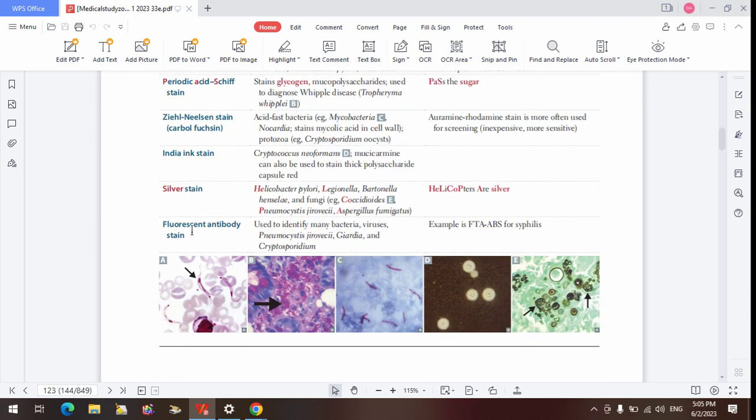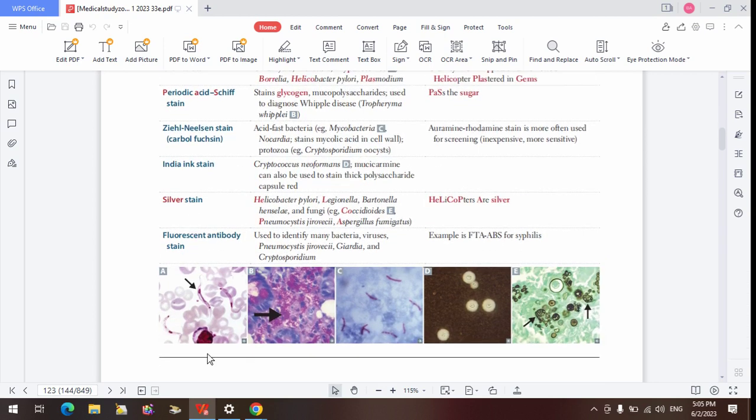So that's the way it looks like. This is PAS. This is the way it looks. You see all these blue-violet looking organisms. That's the way it stains. That's the PAS, periodic acid-Schiff.